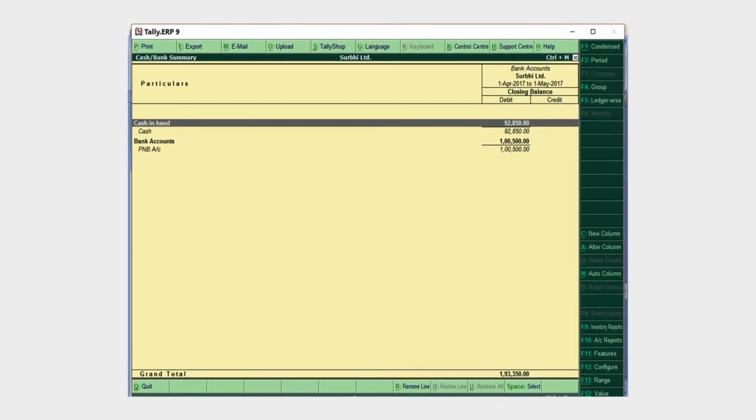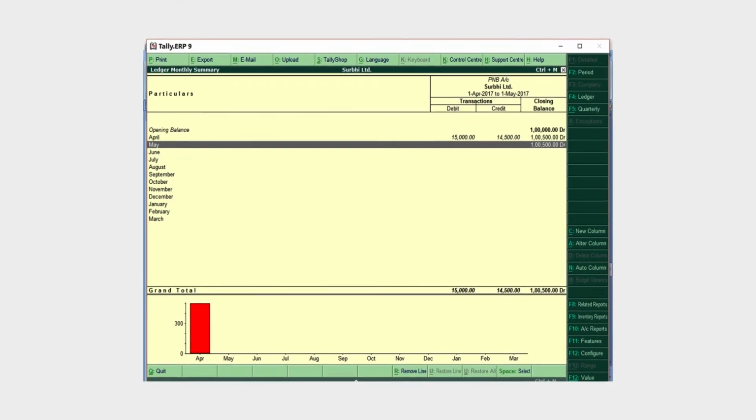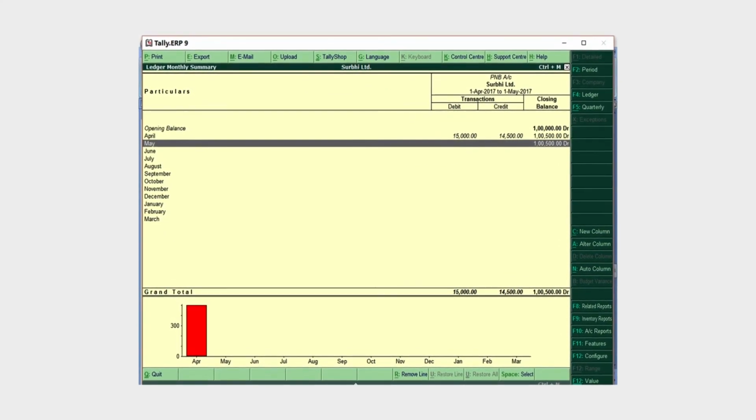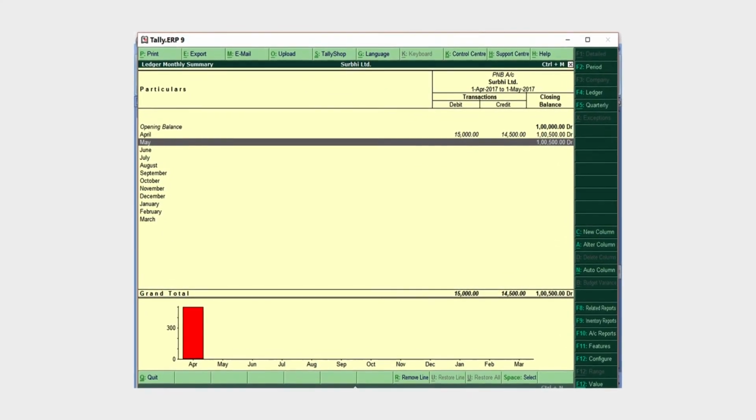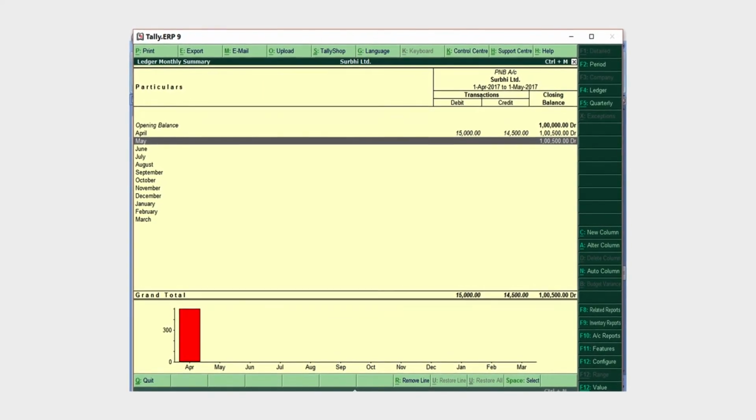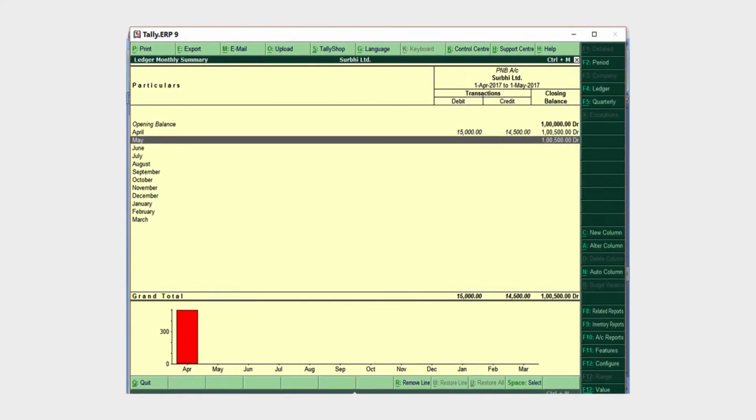This is the ledger monthly summary, month wise, April, May, June, July. You can see the opening balance and in the month of April how much debit has been done and how much credit has been done and the available balance now. You can also see this information in the form of graphs also.